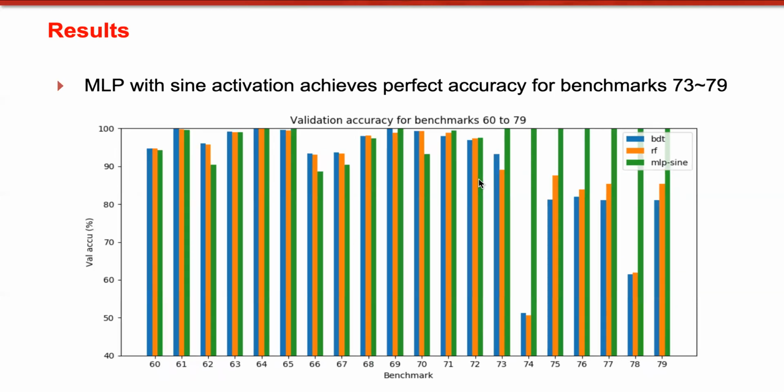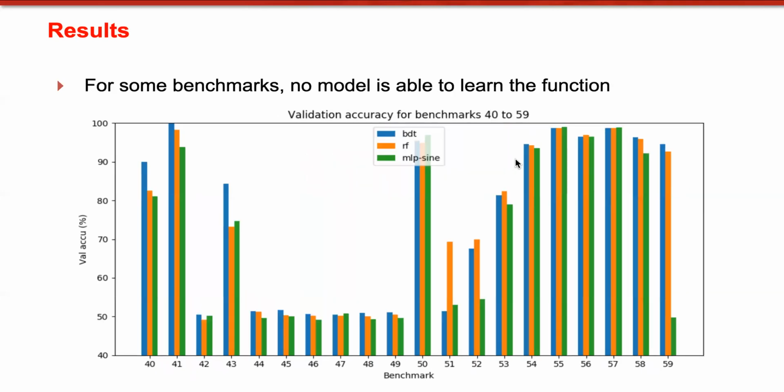Our third observation is that MLP with sine activation achieves perfect accuracy for benchmarks 73 to 79, as mentioned by Jordan in an earlier slide. Finally, for some benchmarks, none of our models is able to learn the function. We are not sure about the reason, but probably the functionality of these benchmarks is very complicated and cannot be effectively learned from 6.4K training samples.